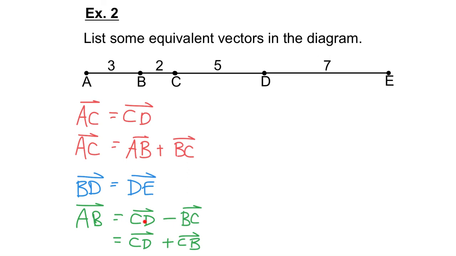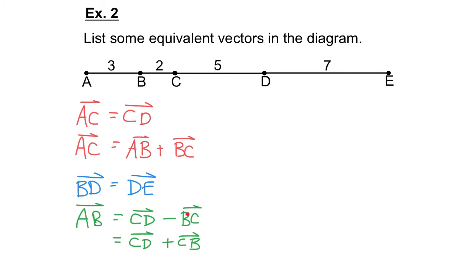AB is 3 units to the right. I can say that's equal to CD minus BC. CD is 5 units to the right. BC is 2 units to the right. So if I take 5 units to the right and I subtract 2 units to the right, then overall I'm only going 3 units to the right, which is the same as AB. Now another way I can think about that is CD is 5 units to the right, CB is 2 units to the left. So if I take CD and I add CB, it's the same thing. I'm going 5 units to the right, and I'm adding 2 units to the left. So overall, I'm going 3 units to the right, which is the same as A to B.